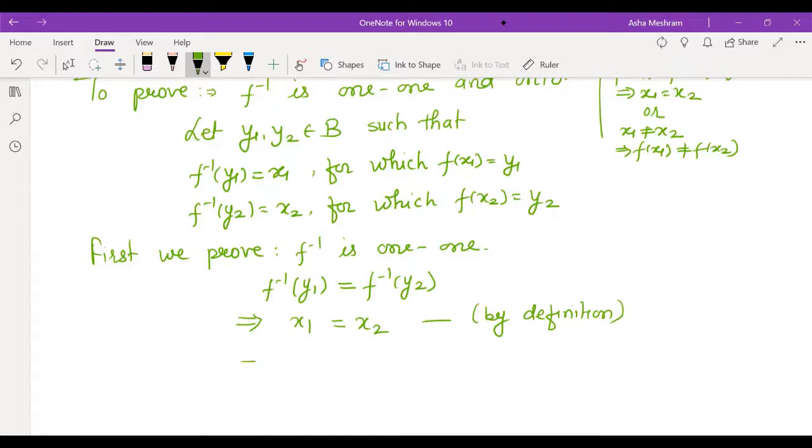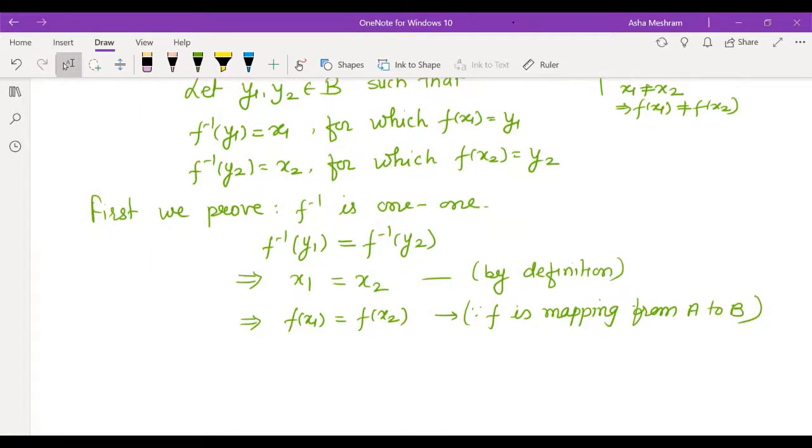By definition. Now since f is mapping from A to B, and x1 is equal to x2, I can write that f of x1 is equal to f of x2, because f is mapping from A to B. Now as f of x1 equals f of x2, this f of x1 is nothing but y1, and f of x2 is nothing but y2.